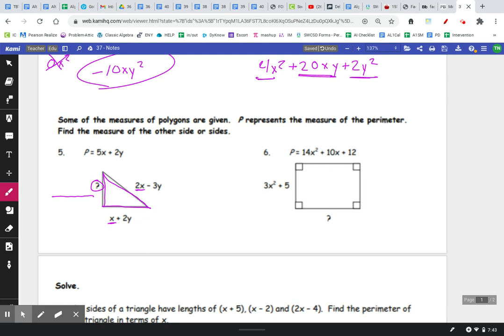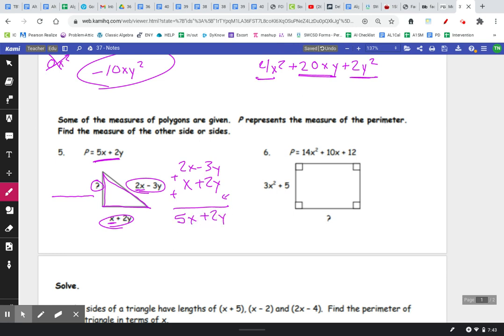This is what I'm thinking. I'm going to stack these. I'm going to take this first one and write 2x minus 3y. And I'm going to take this second one, x plus 2y. And I'm going to leave a space. I know something should go right here, but when I add them all up, I should get this answer, 5x plus 2y. Okay, so what is this other polynomial?